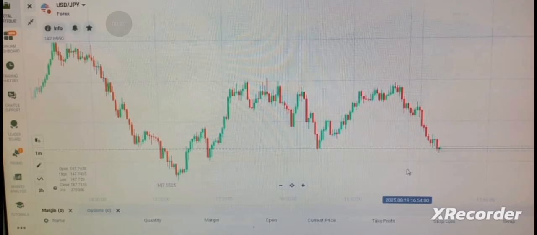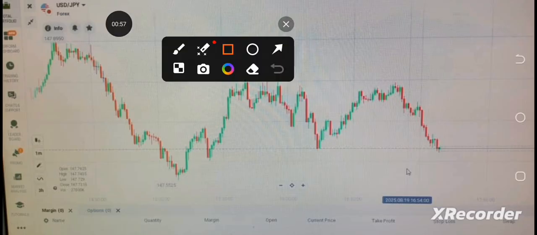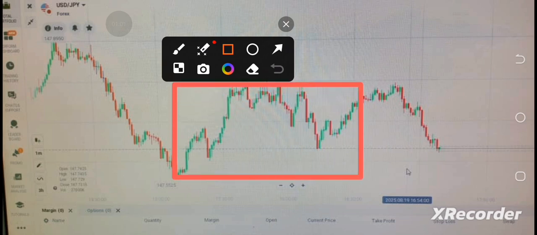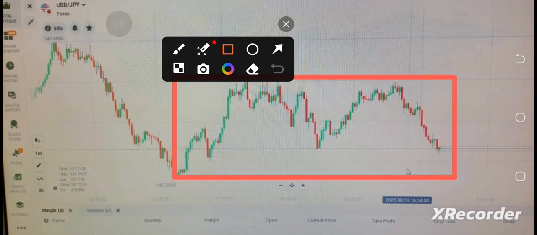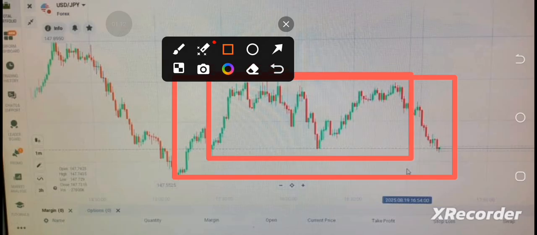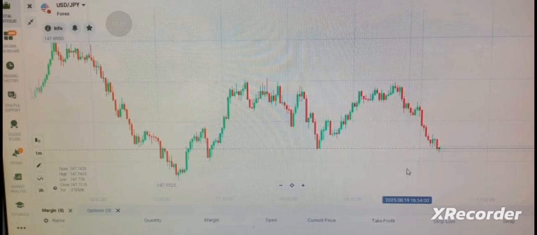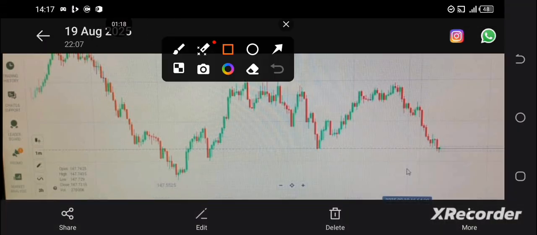In this chart, what I'm seeing is this is USD JPY. I will see if I can try to open it on a live market. I'm seeing a ranging market or a flat market for now. Okay, the market is moving in a box like this. So this is it. Let me just draw.